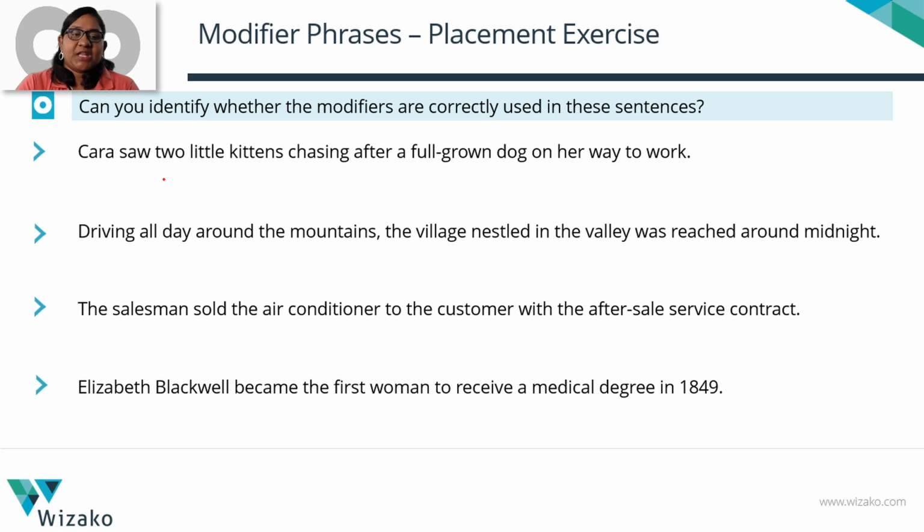Let's discuss them. Kara saw 2 little kittens chasing after a full-grown dog on her way to work. Brave little kittens, right? But on her way to work is a modifier in the sentence. Who or what is on her way to work? We're trying to say Kara, but it's next to the dog. As it stands, the meaning of the sentence is that the dog was on a way to work and that while on the way to work, the dog was chased by 2 little kittens and Kara witnessed the whole thing. Clearly, the dog is not going to work. I don't think it's a police dog.